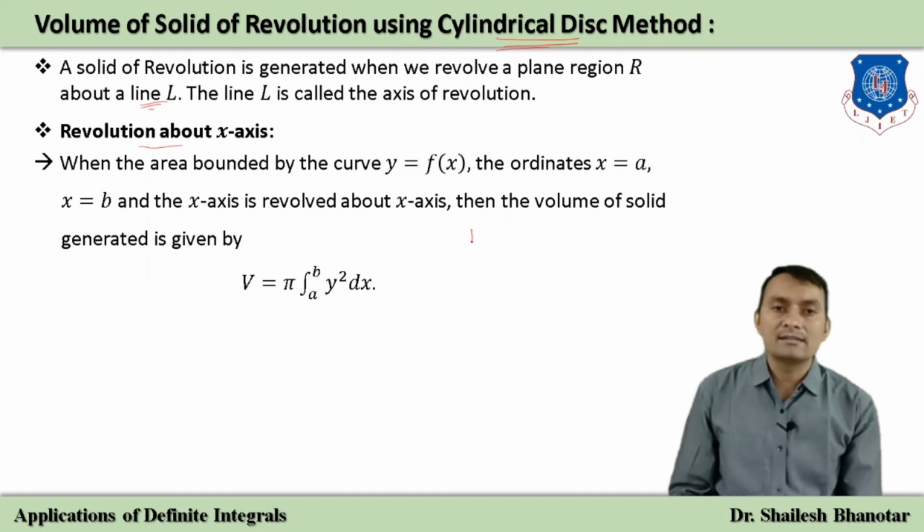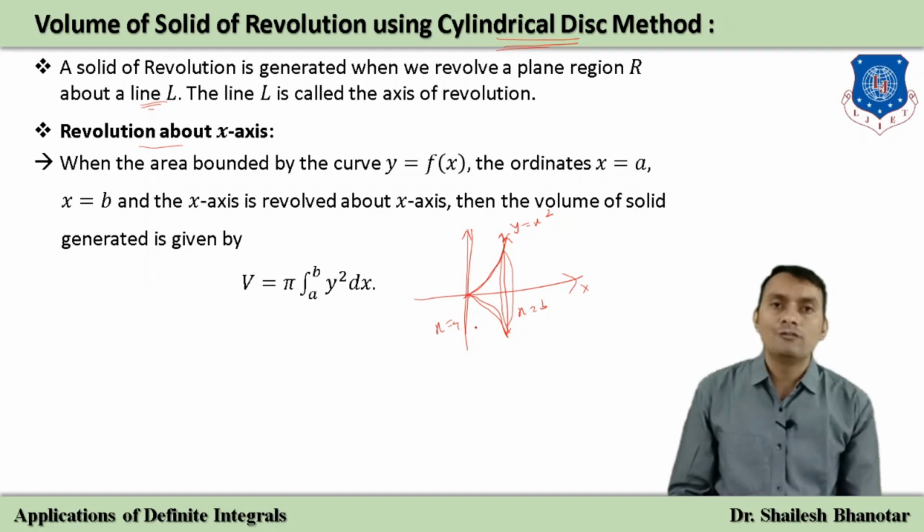Let me explain: this is our curve y equals x squared, and this is x equals a and this is x equals b. When I revolve about the x-axis, what exactly is the solid? So what is the volume that we are going to find out?